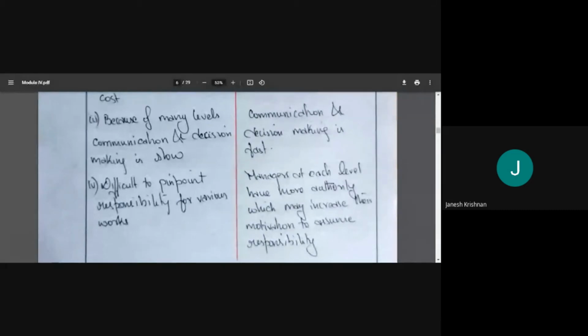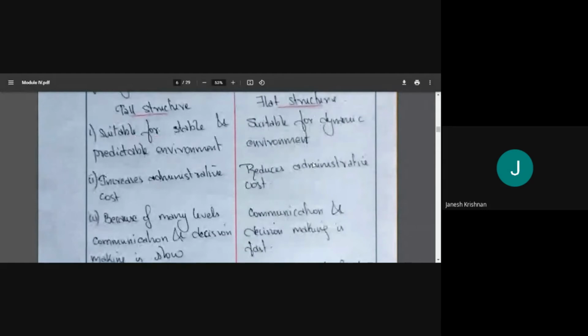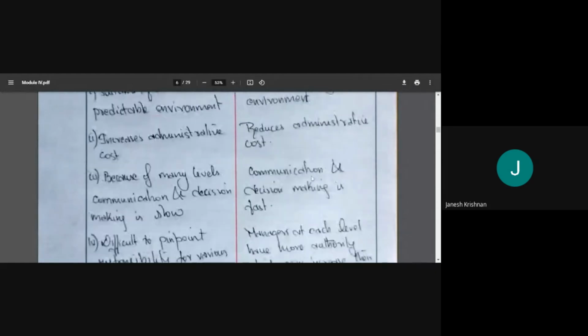But in a wide or flat hierarchy, managers at each level have more authority. So he knows, I have to take the decision. In the tall one, the problem is he can ask the superior above, and the superior may override him. Here he knows he's the one who has to take the responsibility, so it will increase his motivation to assume responsibility, right? So a tall structure is suitable for predictable environment, and a flat structure is suitable for dynamic environment. A tall structure increases administrative cost, and a flat structure reduces administrative cost because levels are fewer.